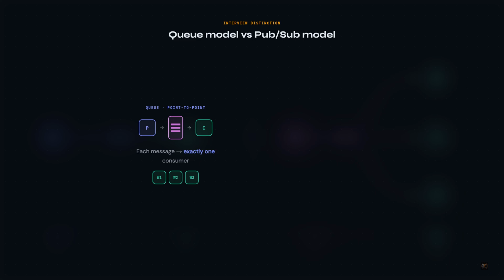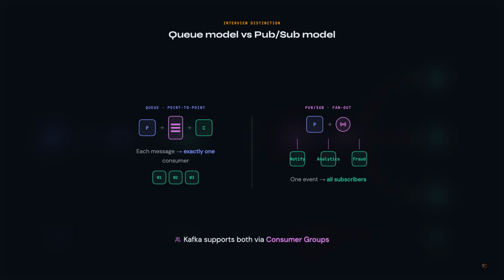In the pub-sub model, publish-subscribe, each message is delivered to all subscribers. When a payment is completed, the notification service gets it, the analytics pipeline gets it, and the fraud detection service gets it. All 3 independently. One event fans out to many consumers. Real-world systems like Kafka support both models using a mechanism called consumer groups, which we'll get to in a few minutes.